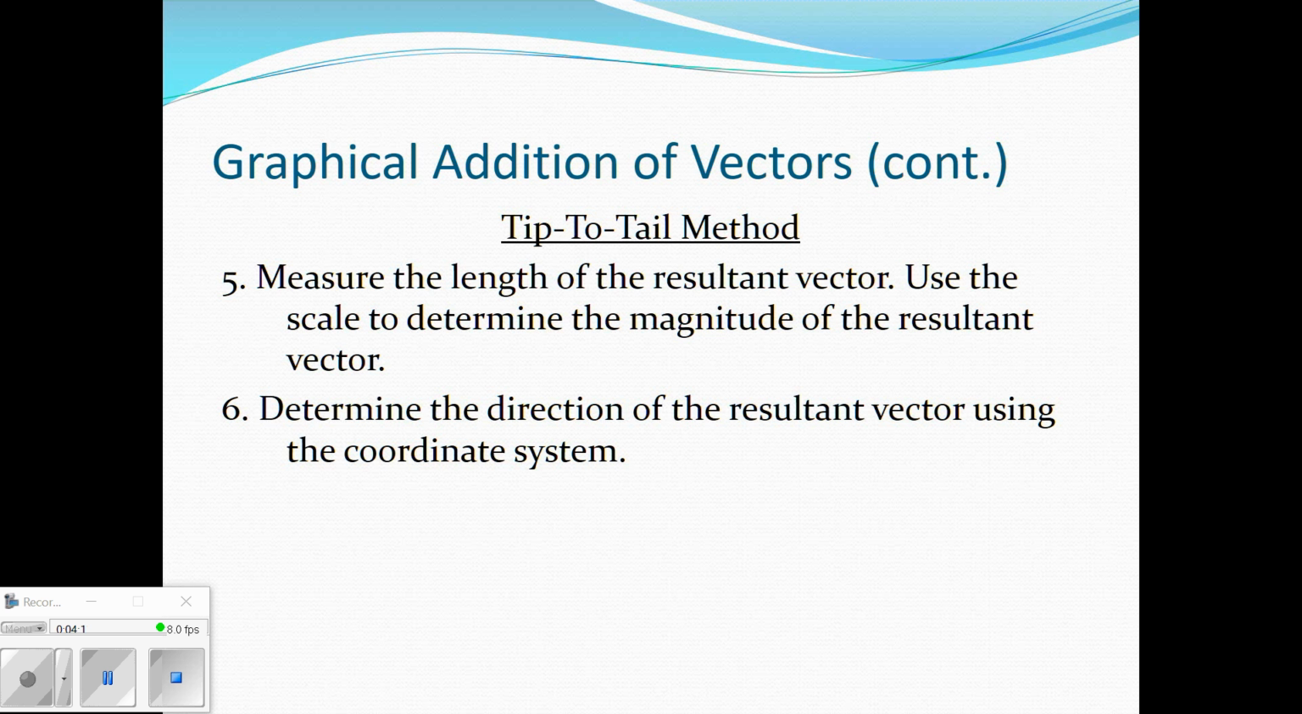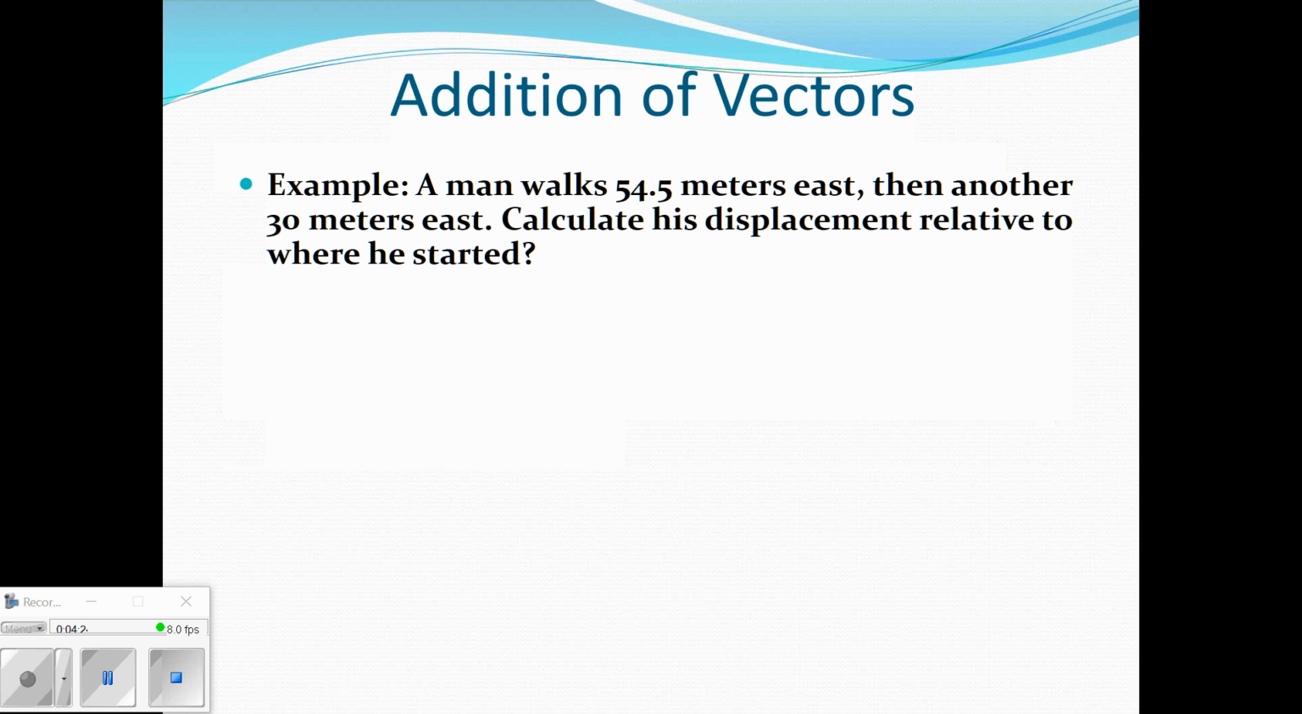After you get the magnitude, you can then, based on what you see in your vector diagram, identify the direction, either using an angle or not. So let's go through, and I'm going to show you a couple of examples and work through a couple of vector problems so we can see how this plays out.